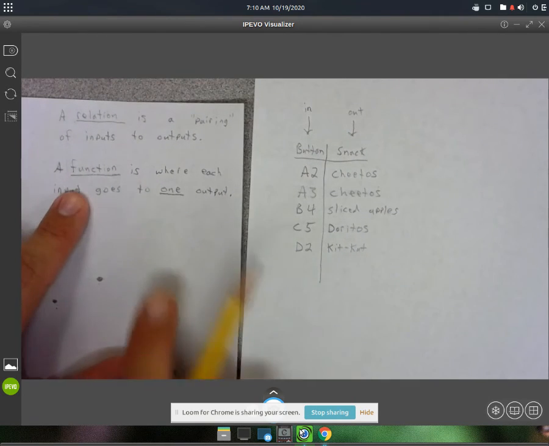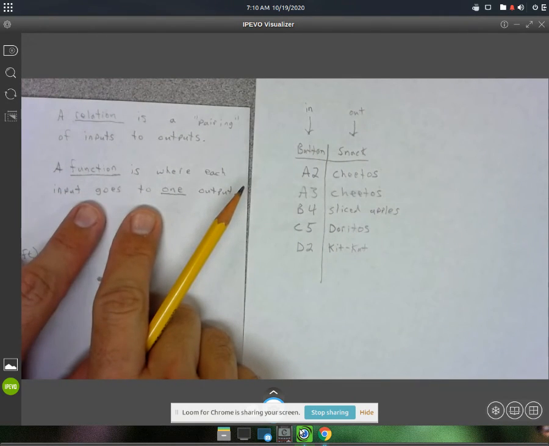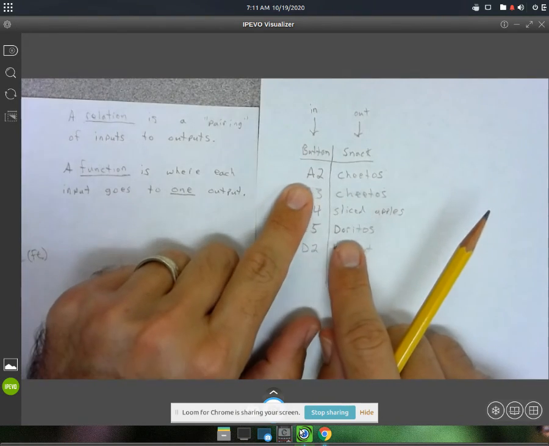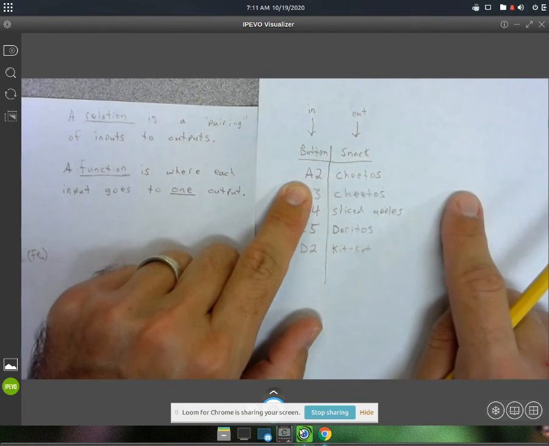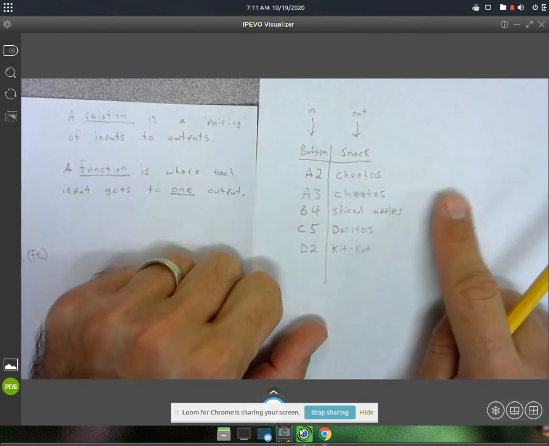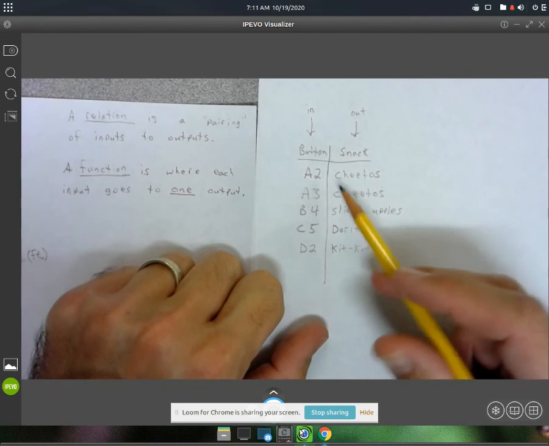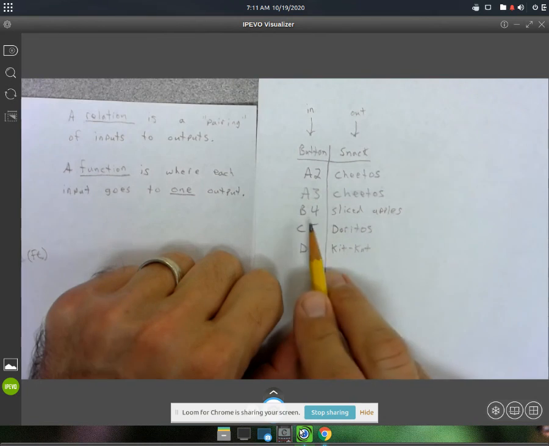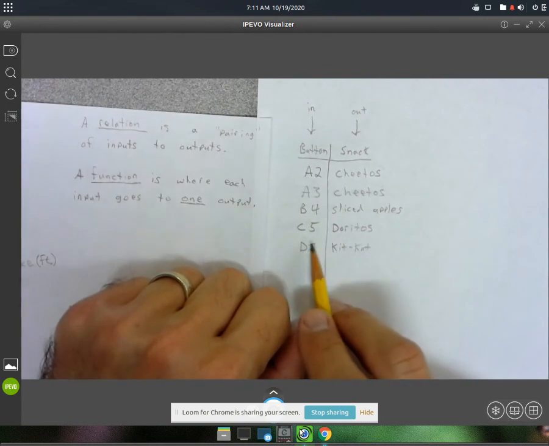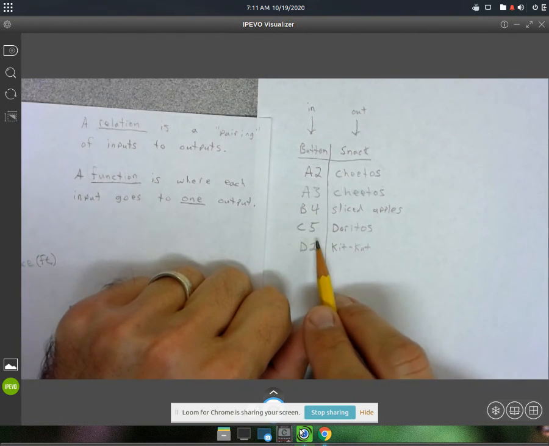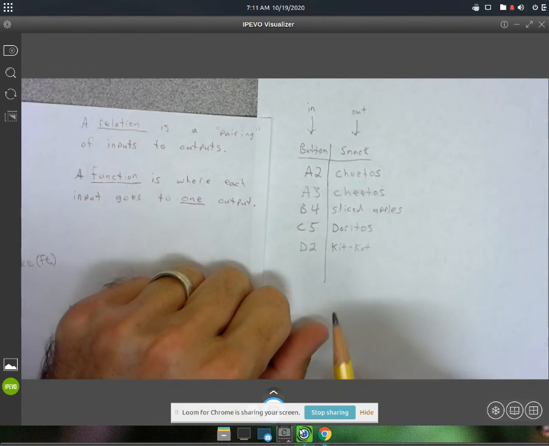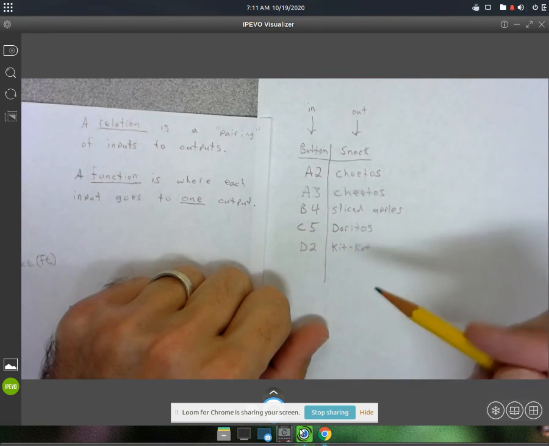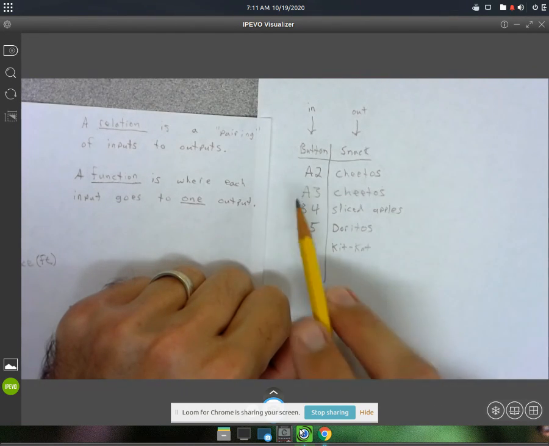To be a function, each input goes to exactly one output. If A2 went to Cheetos and Kit Kats or something, that would mean it would not be a function. No one wants a vending machine that's not dependable. If you press C5, you should always get Doritos. That's what it means to be a function. It's predictable. You can predict the output based on whatever button you press.